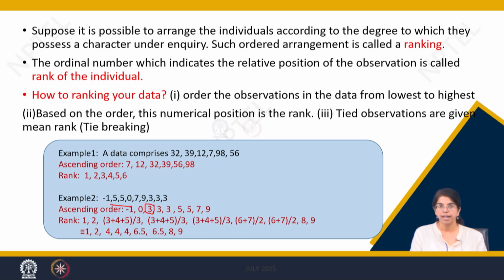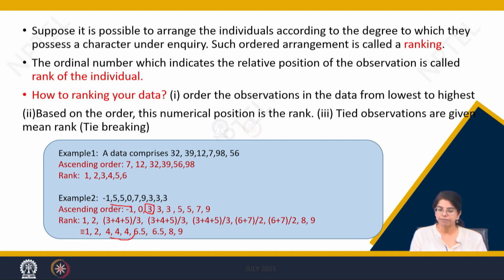3 plus 4 plus 5 divided by 3. I told you this is a sort of averaging. So 3 plus 4 plus 5 divided by 3 will bring you to the average rank of 4. So for 3, the rank will be 4. There are three 3s, that means 4, 4 and 4. Can you see? This 4 is the rank for 3. For the next 3, the rank remains the same, and for the next 3 also, the rank remains the same.